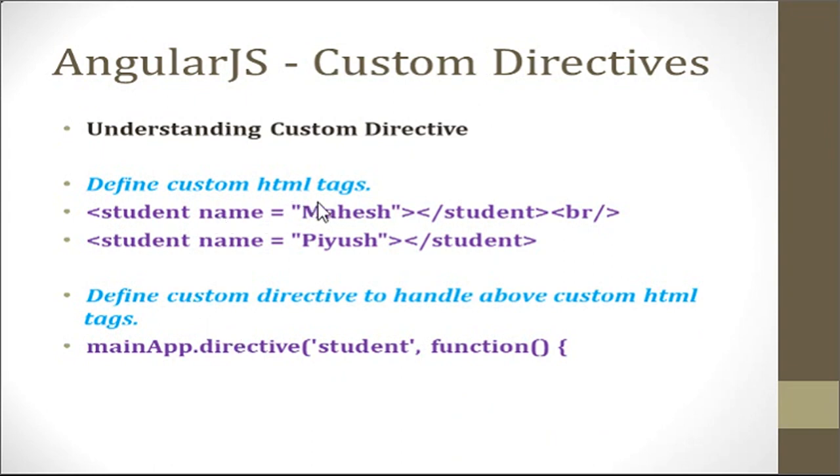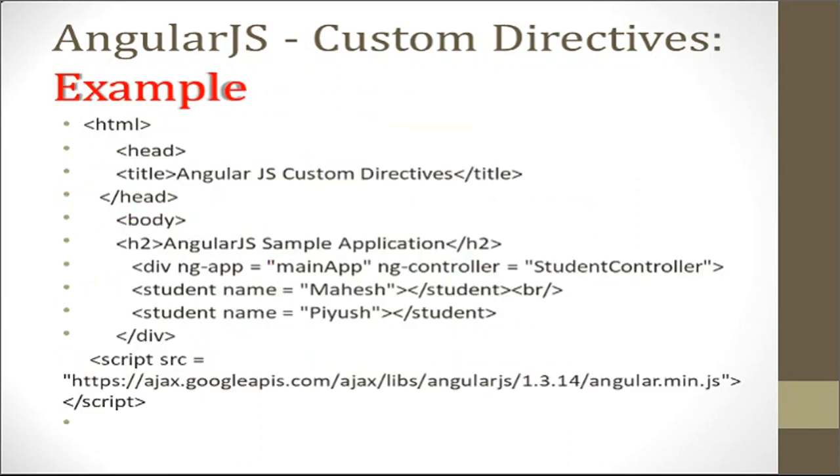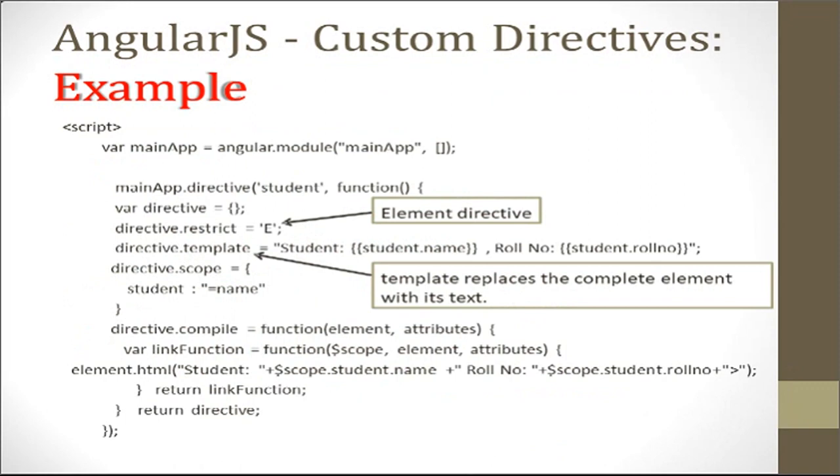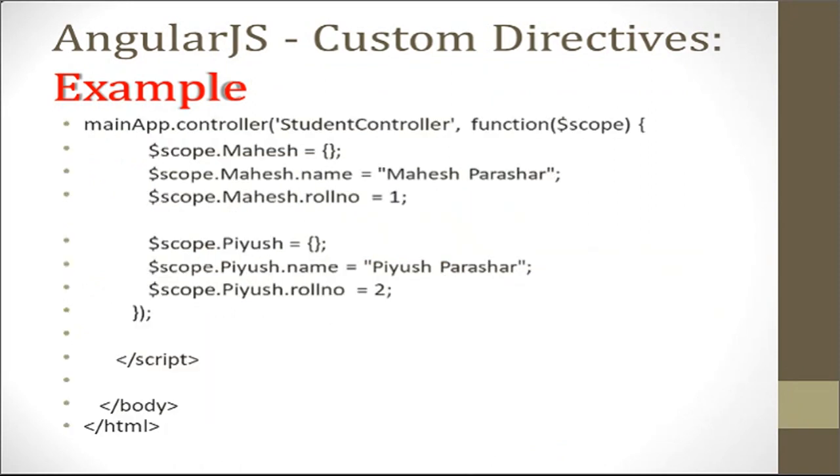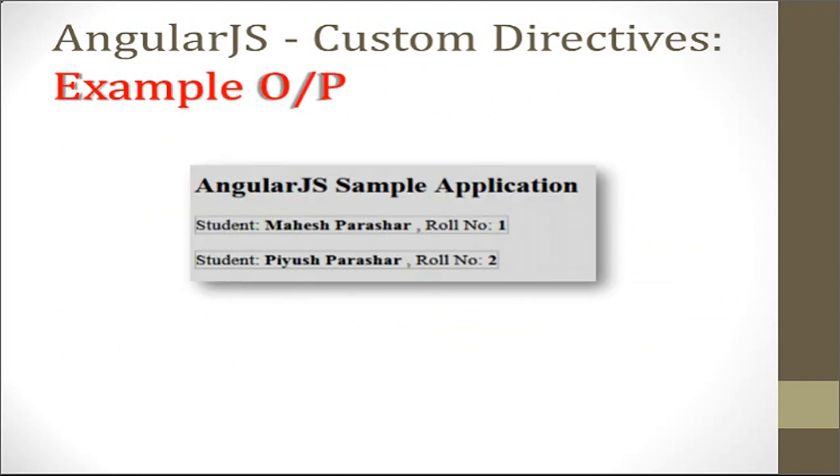Here we created custom.html. We declare this and define a custom directive to handle the custom HTML tag. Here in the main app we created the directive student. Let's see this example on the XAMPP server. How should we use the custom directive? Here we created the main app controller and student controller. Here we pass the name and all these things.